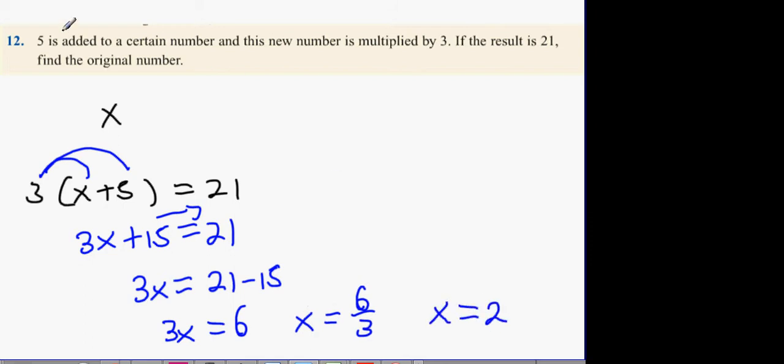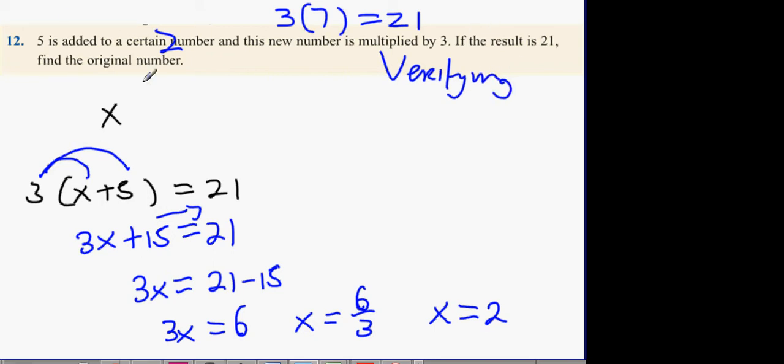Okay, you can check the number. 5 is added to a certain number. 5 is added to 2, we get 7 multiplied by 3. That's what's called verifying your answer. You can check if it works by going back into the starting question, okay?